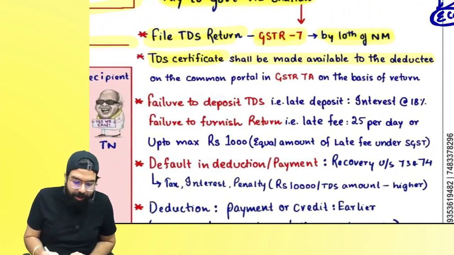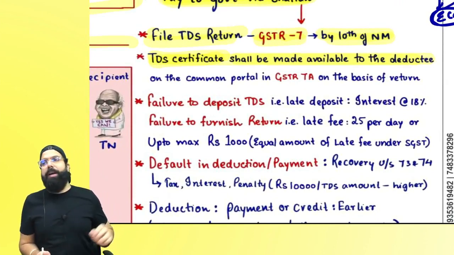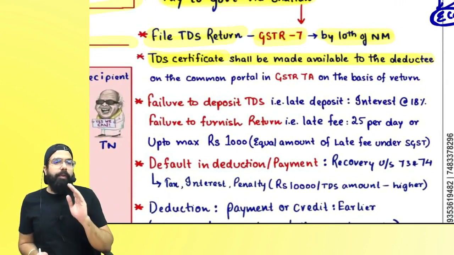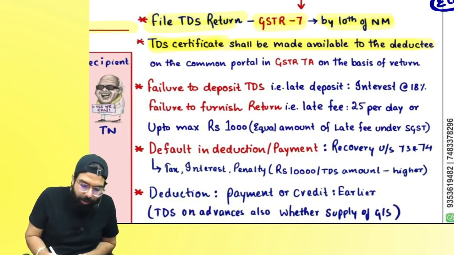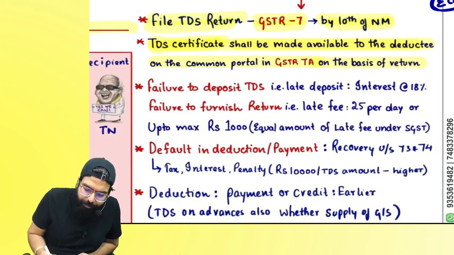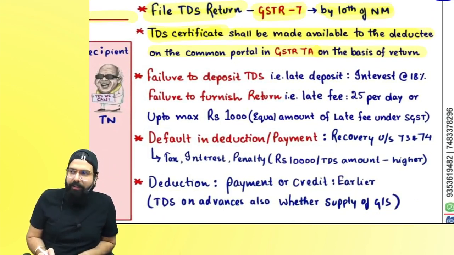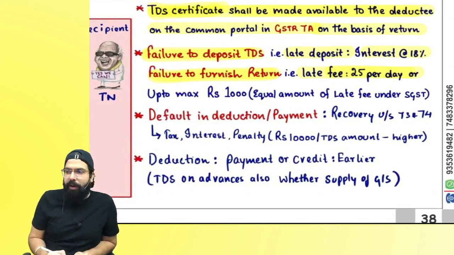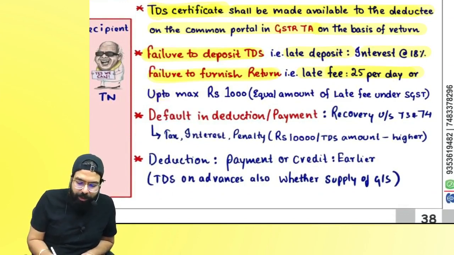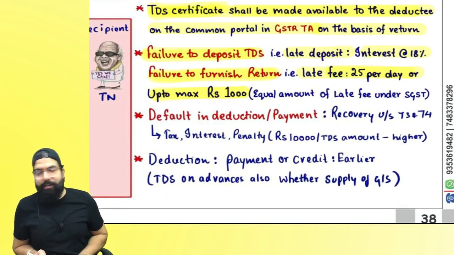Are we clear, everyone? Now the TDS certificate will also be made available to the deductee by the government on the common portal. Always remember, in GSTR 7 the certificate will be made available, which means the certificate is GSTR 7A. If I don't deposit the TDS on time, late deposit means interest, and if you file the return late, there is a late fee of rupees 25 per day under CGST and 25 under SGST, up to a maximum of 1,000 under CGST and 1,000 under SGST.